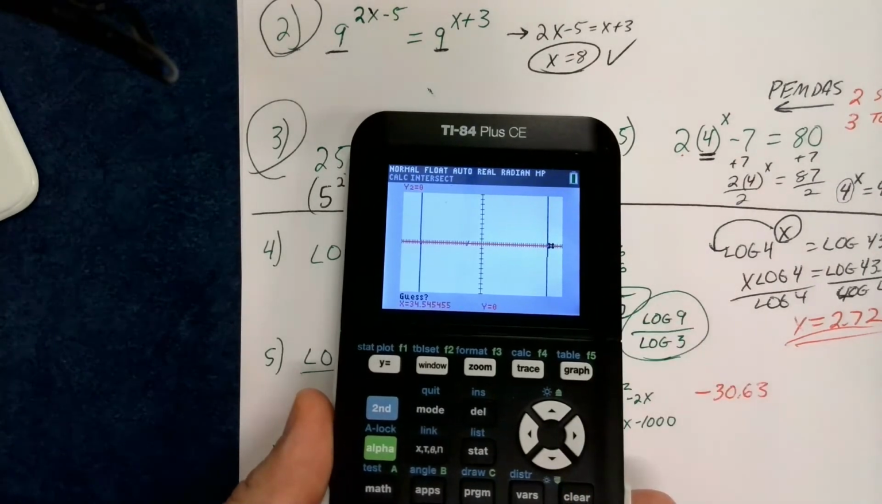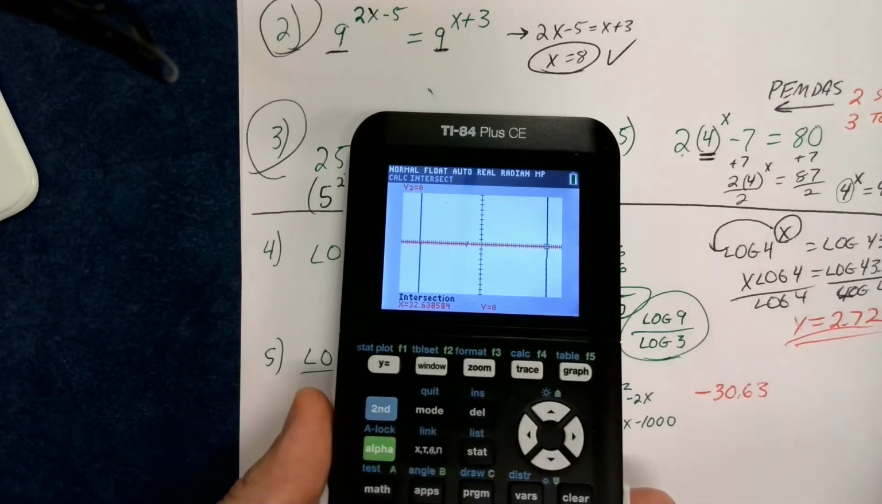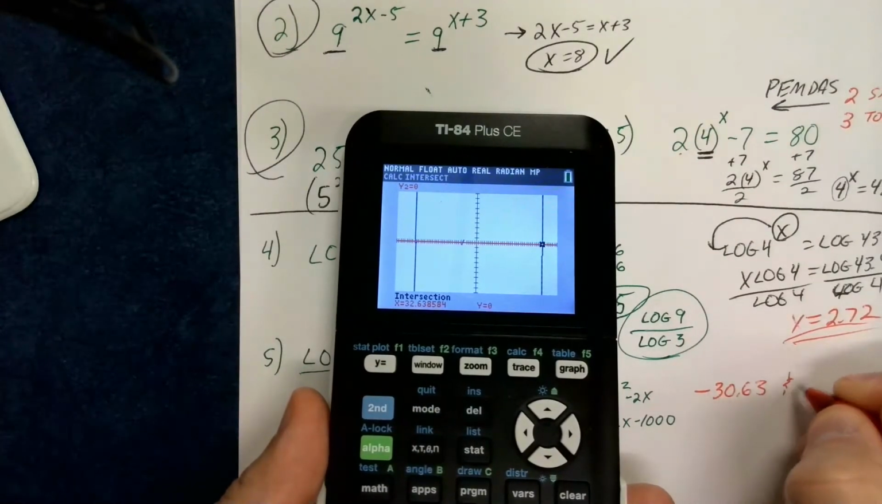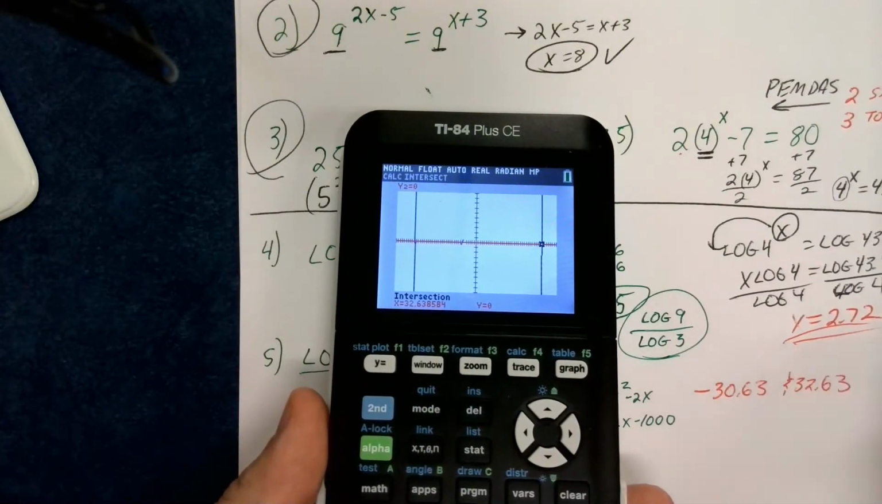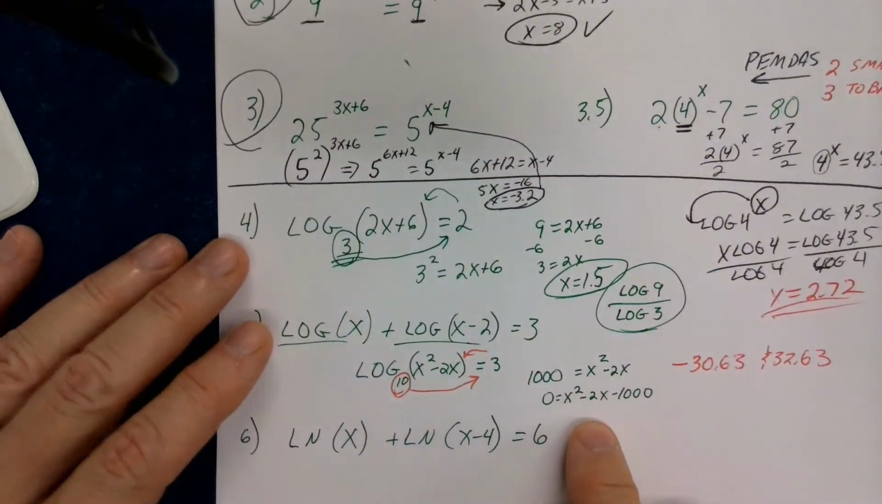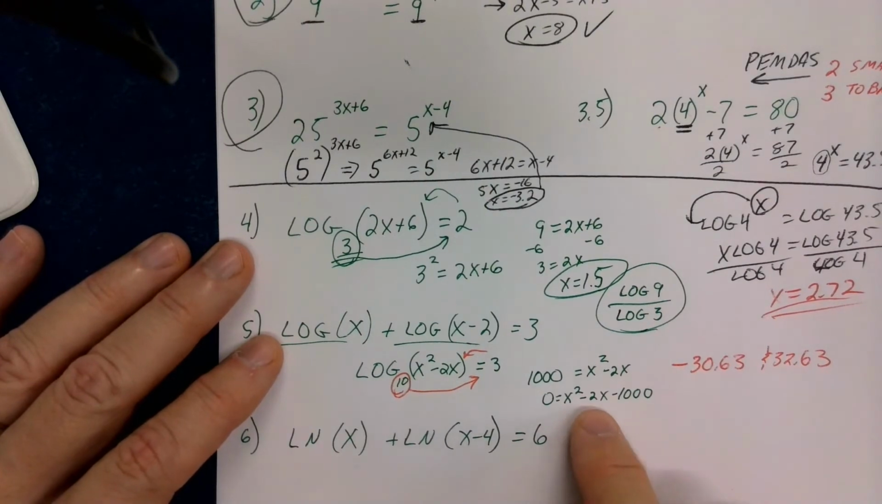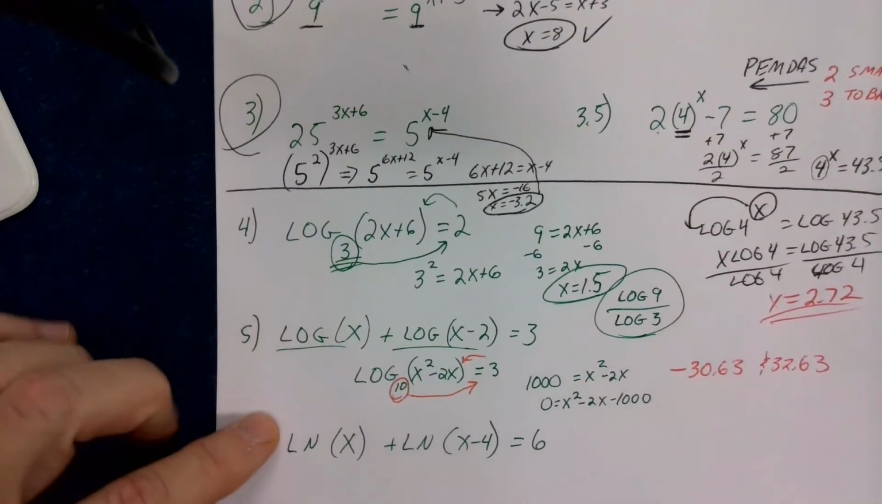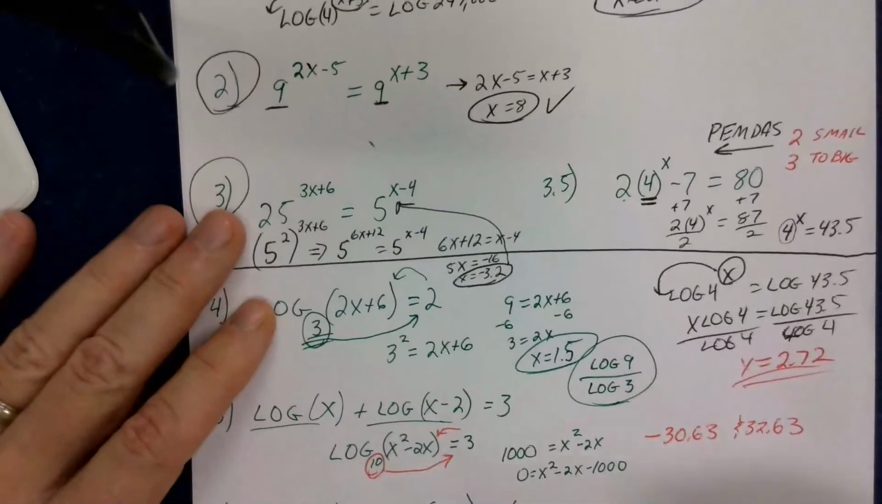There we go. Enter, enter, enter. And I get 32.63. So I can use my graph to be able to do that. I also could have used the quadratic formula or tried completing the square, but I think this is the faster one. Now what I have to do is check.